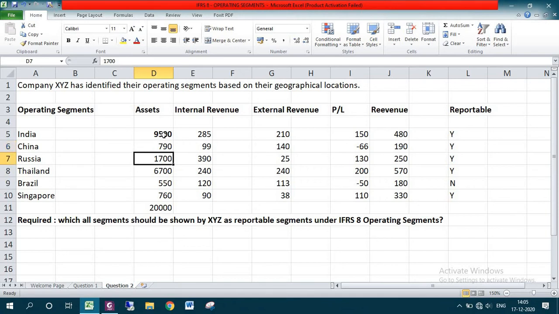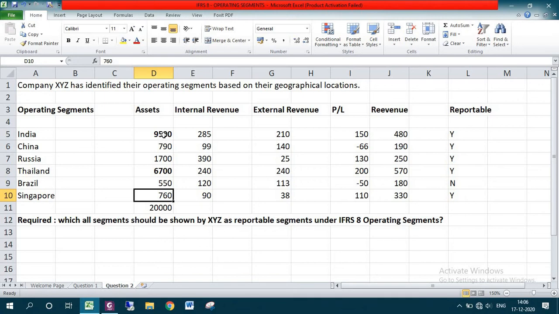Next is Russia. Russia also doesn't have 2,000. The next is Thailand. Yes, it has 6,700. So I'm making it bold. It's a reportable segment. Next is Brazil and Singapore. Both of them have below 2,000. So they won't qualify as reportable segments. So we have checked the assets criteria. Now we need to check the revenue criteria.